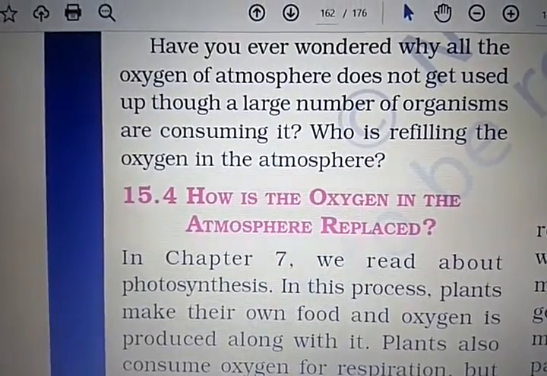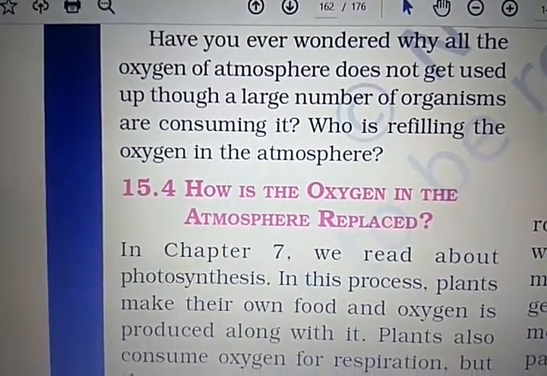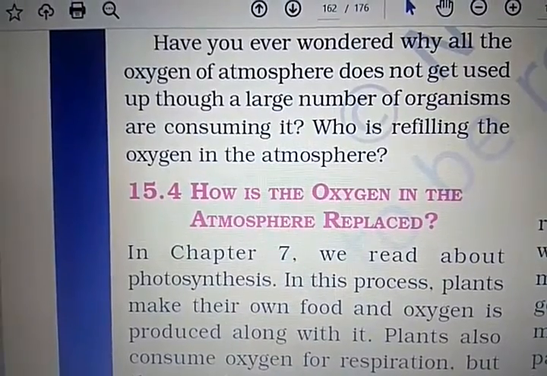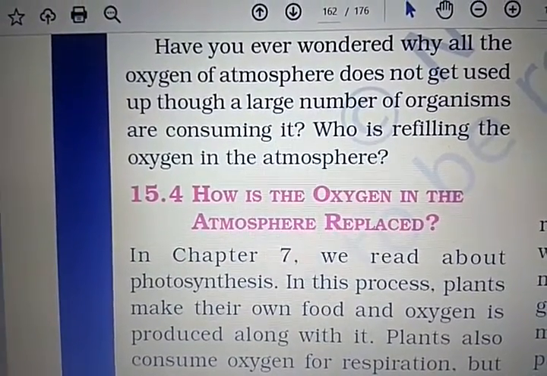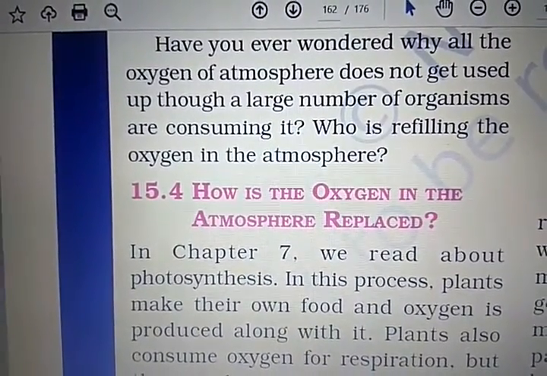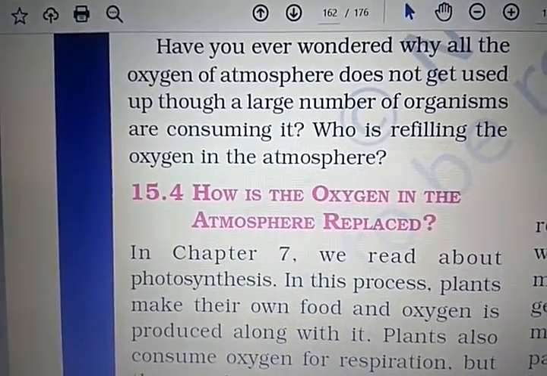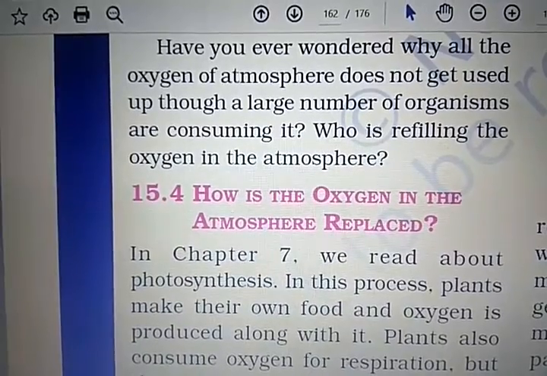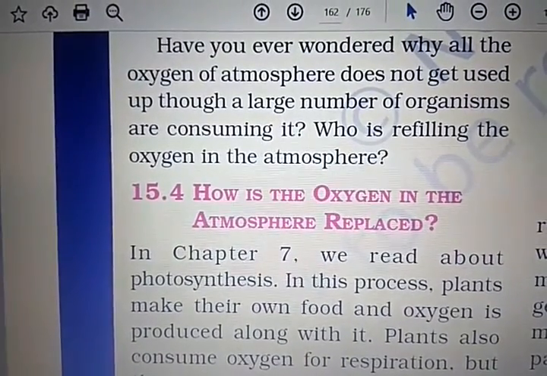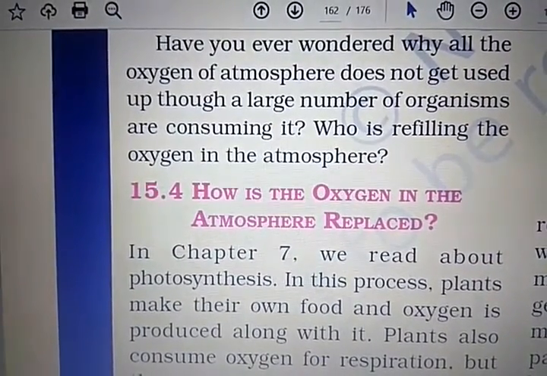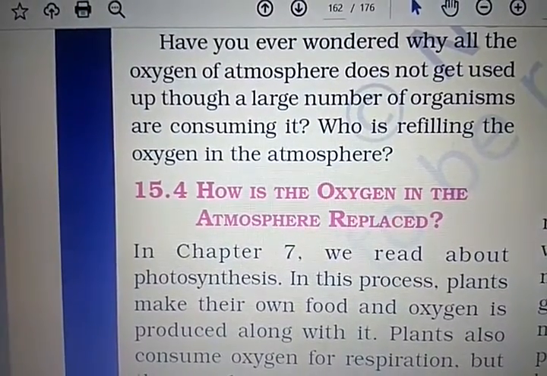Whenever there is heavy rain, all the burrowing animals come out to get oxygen. Even snakes, moles, all burrowing animals come out for getting oxygen during heavy rains.